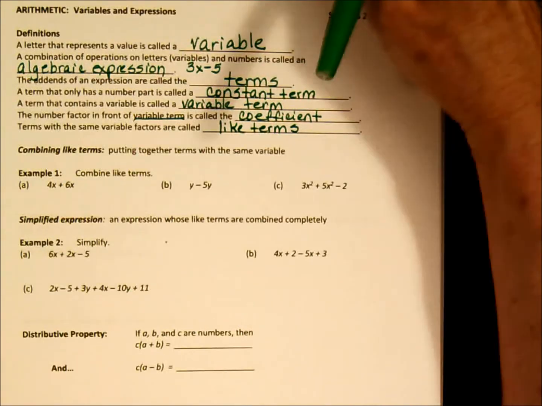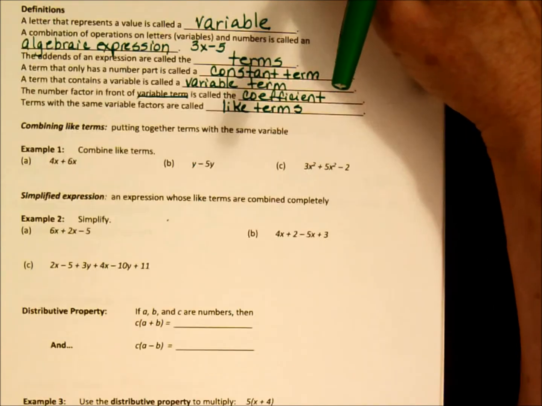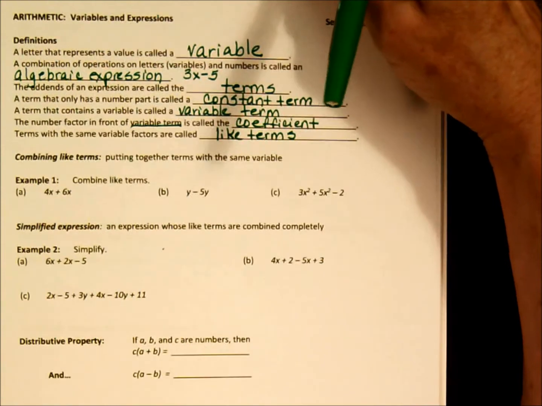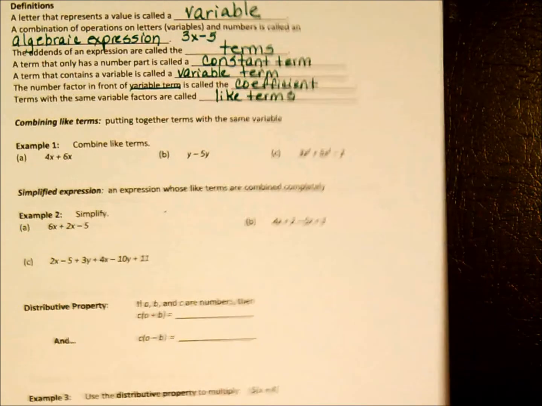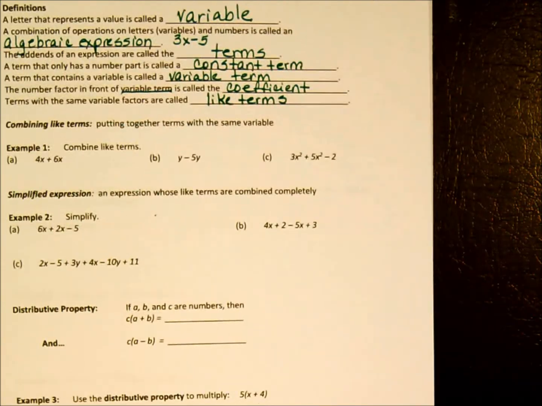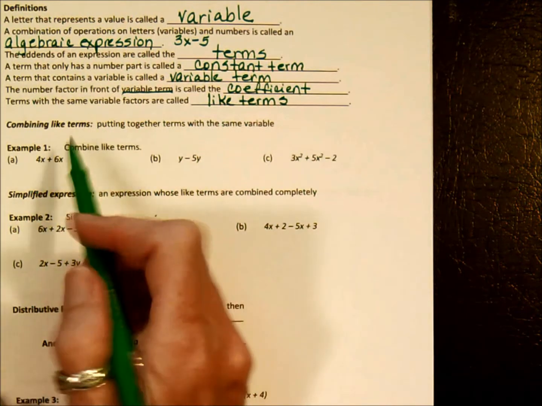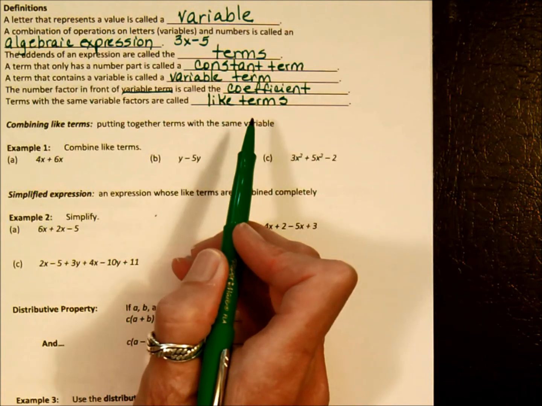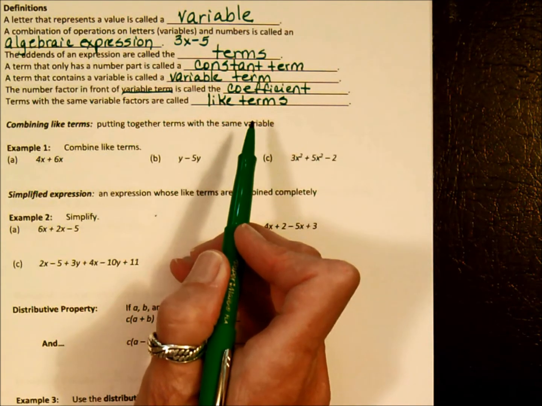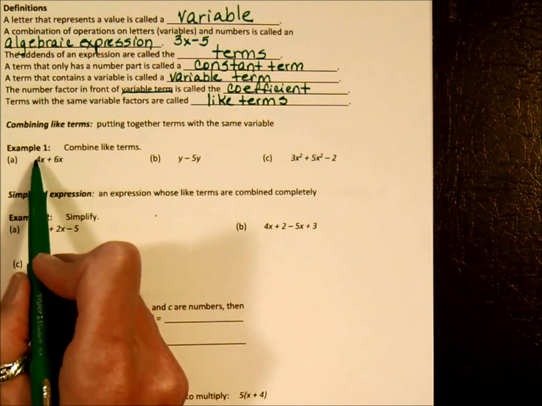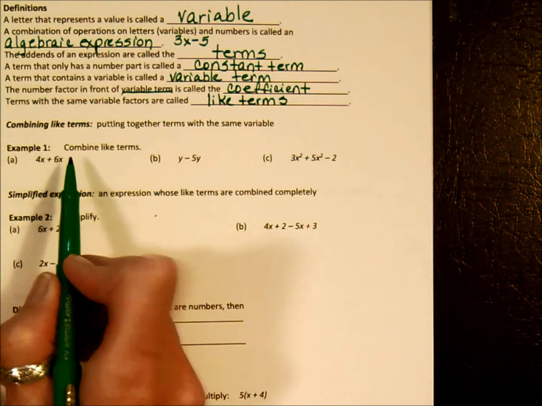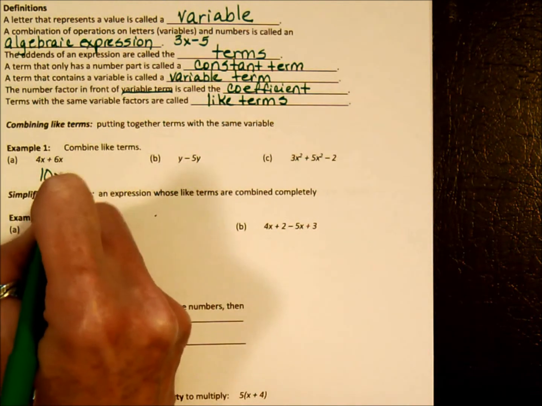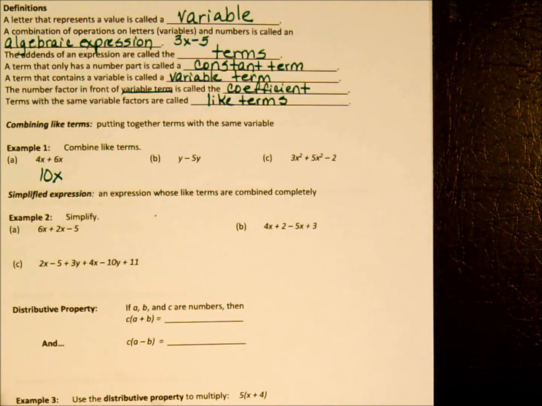So let's go ahead and start with example 1. It says combine like terms, and right above that it says combining like terms means putting together the terms with the same exact variable, exact same. So here I have 4 x's and 6 x's make 10 x's. Not x squared, we're not multiplying. 4x and 6x is 10x.